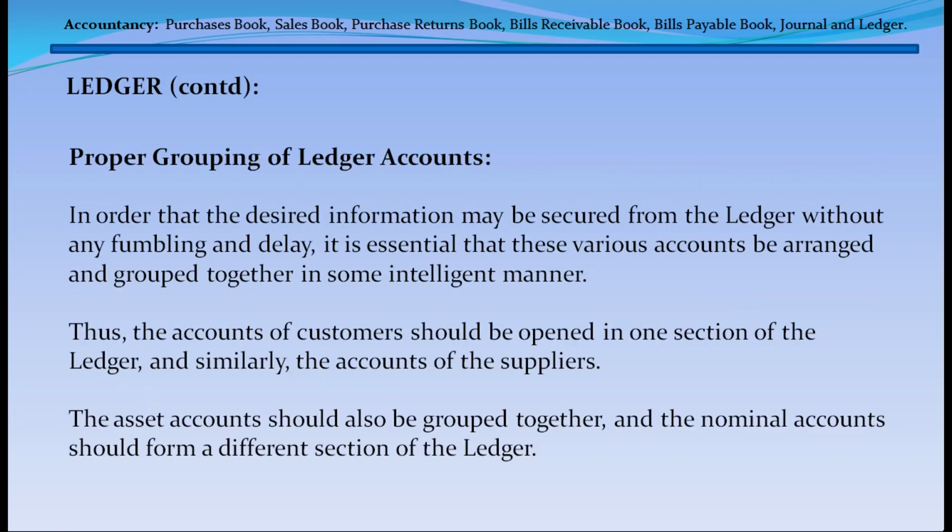Proper grouping of ledger accounts. In order that desired information may be secured from the ledger without any delay, it is essential that these various accounts be arranged and grouped together in some intelligent manner. Thus, the accounts of customers should be opened in one section of the ledger, and similarly the accounts of suppliers. The asset accounts should also be grouped together, and the nominal accounts should form a different section of the ledger.